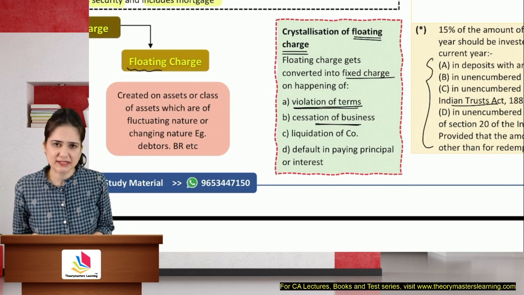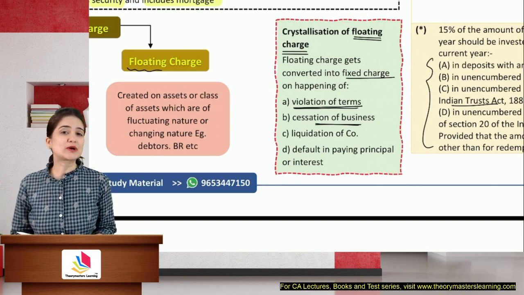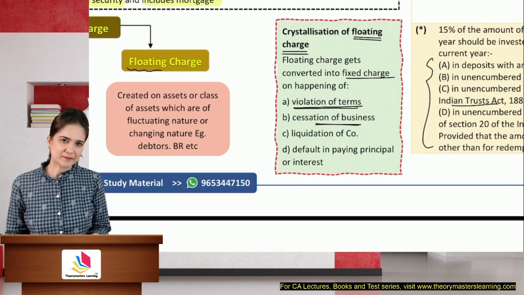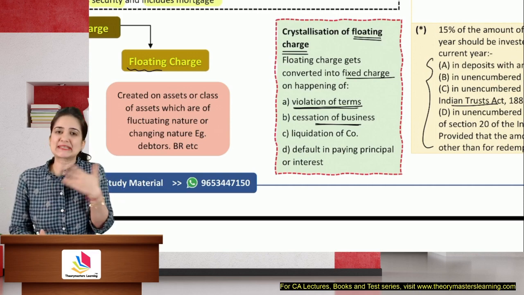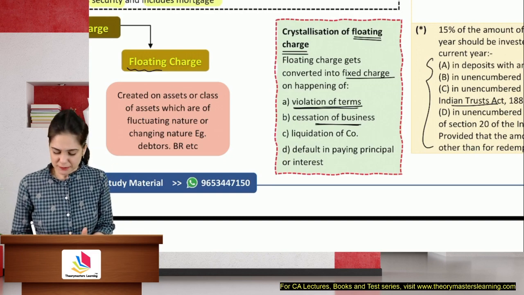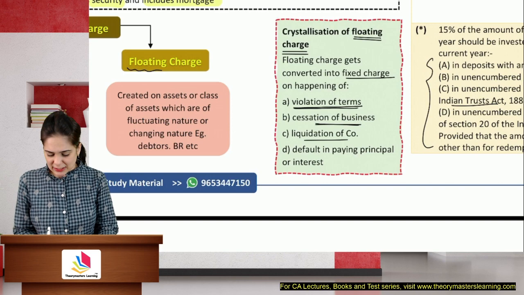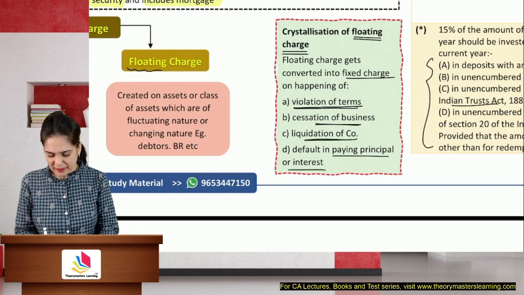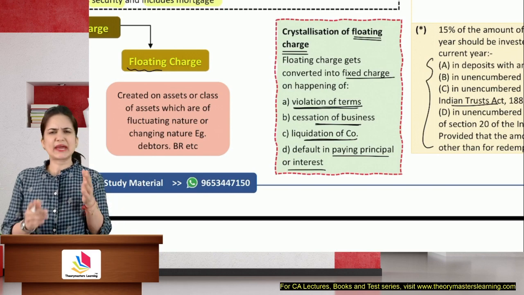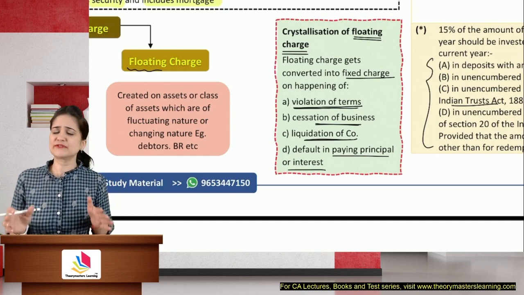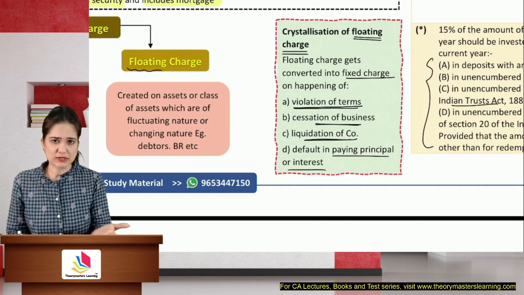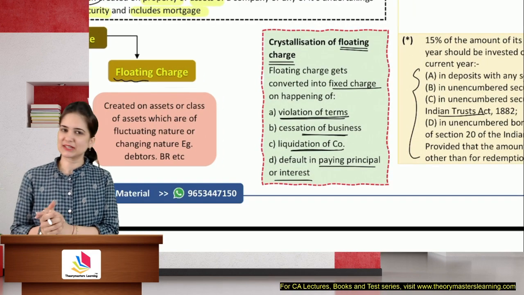What is the meaning of crystallization? It means that you can no longer deal in that security. The creditor will sell the security and recover his debt. The charge has crystallized. It means that the floating charge has now become fixed charge. In case of liquidation of the company or default in payment of principal or interest, violation of terms, can be any terms or conditions on the basis of which charge was given, on the basis of which loan was given. So under these circumstances, the charge crystallizes.